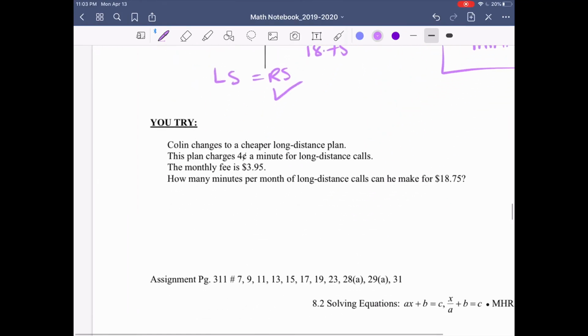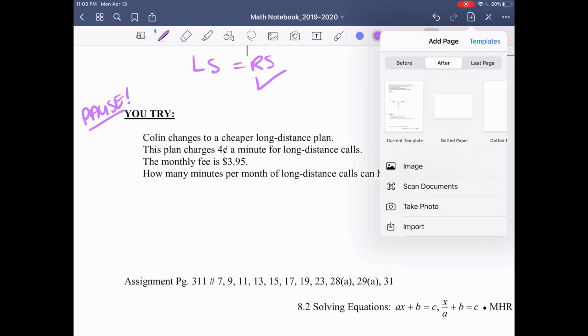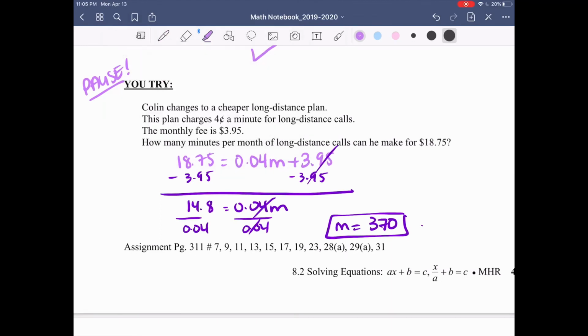Okay, I want you guys to try the last one on your own. So pause the video and try out this word problem. It's the same idea, and then you can come back and check your answer. All right, guys, for this question, the number of minutes you should have gotten was 370. And this is the original equation that you should have set up.